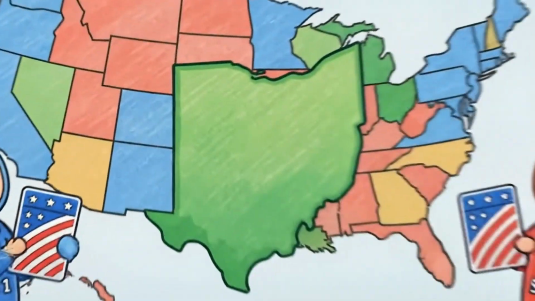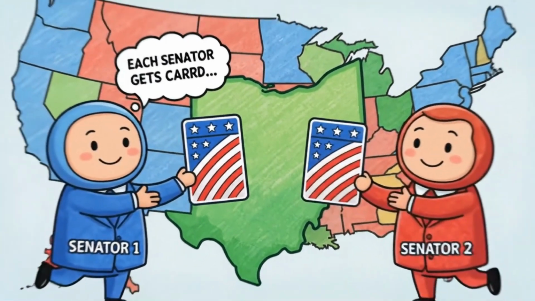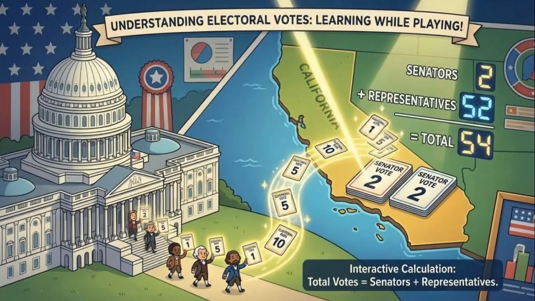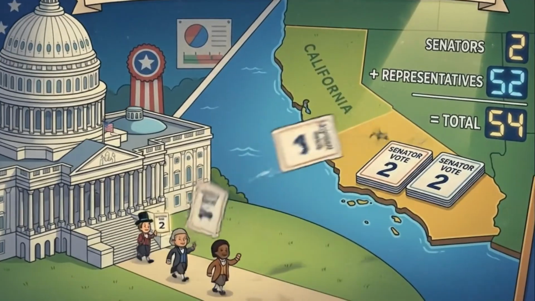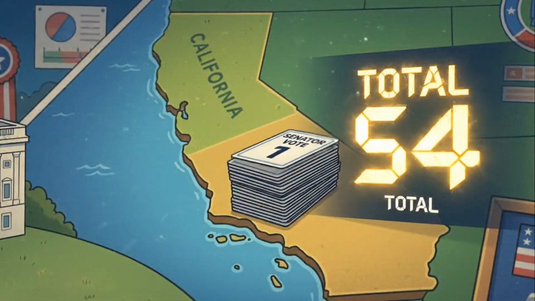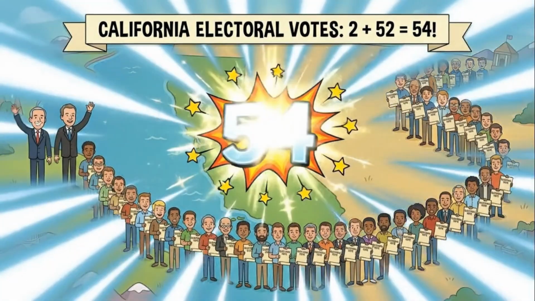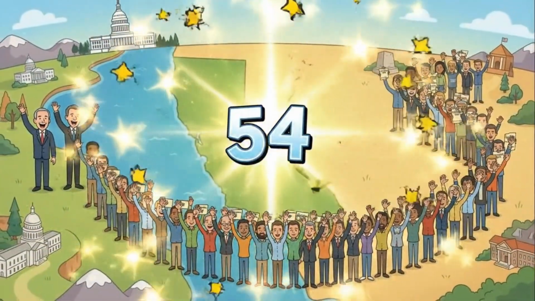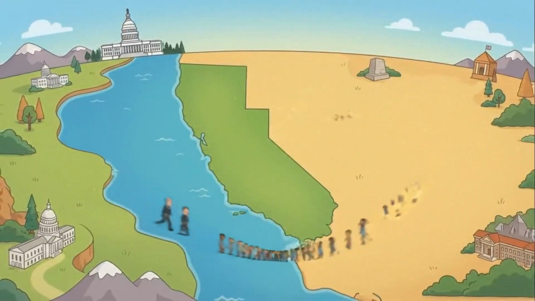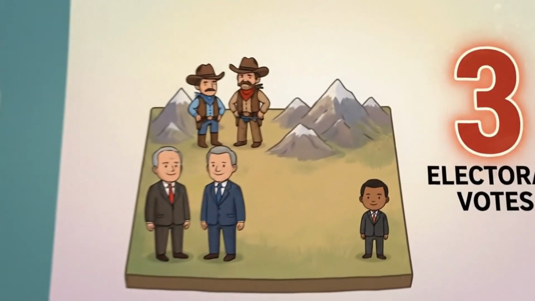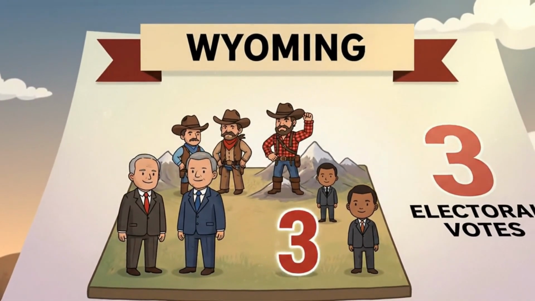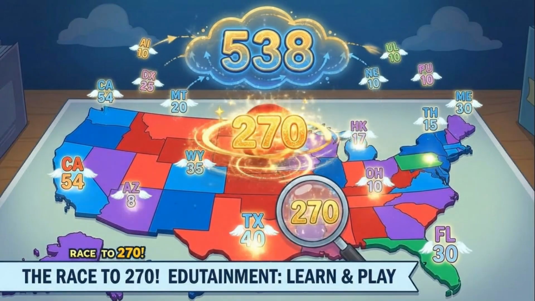Let's break it down. First, each state is allocated a certain number of electoral votes. This number is determined by adding the number of U.S. senators a state has, which is always 2, regardless of population, to the number of U.S. representatives it has in the House of Representatives, which is based on population. For example, California, with its large population, has 2 senators and 52 representatives, giving it 54 electoral votes. Wyoming, a much less populous state, has 2 senators and 1 representative, totaling 3 electoral votes.